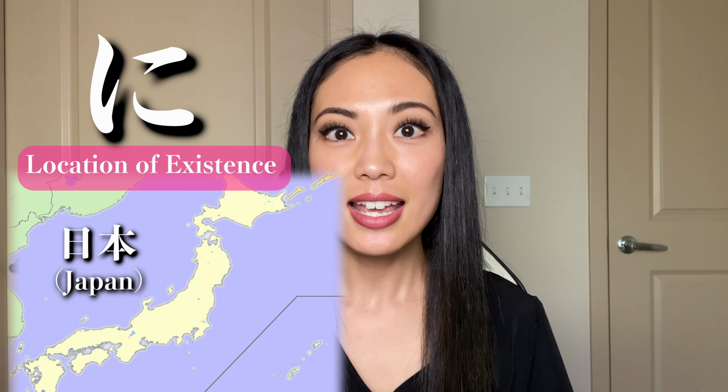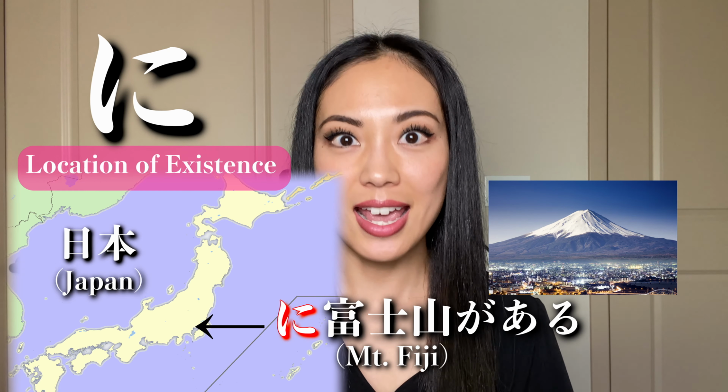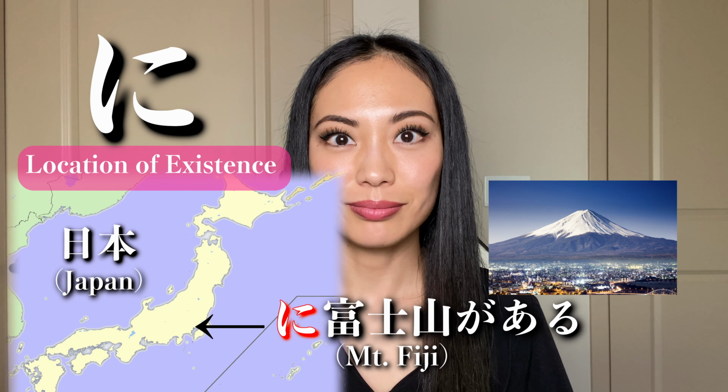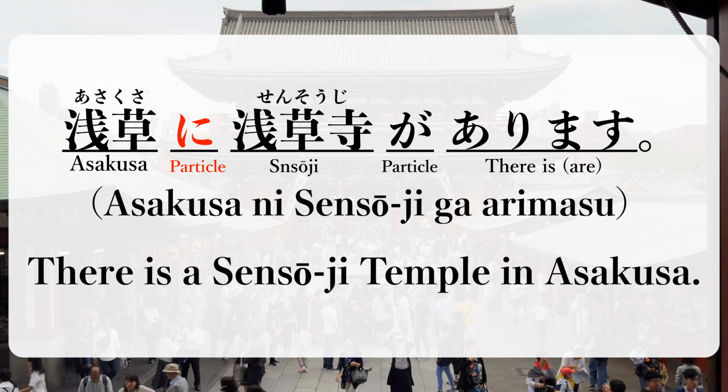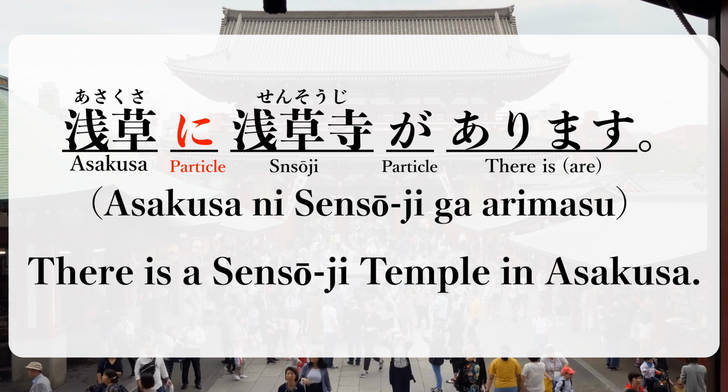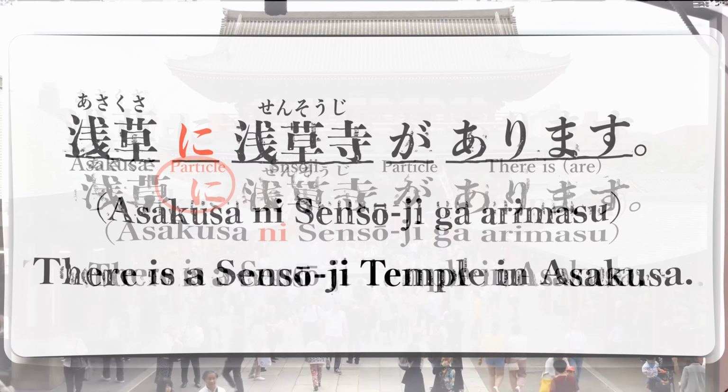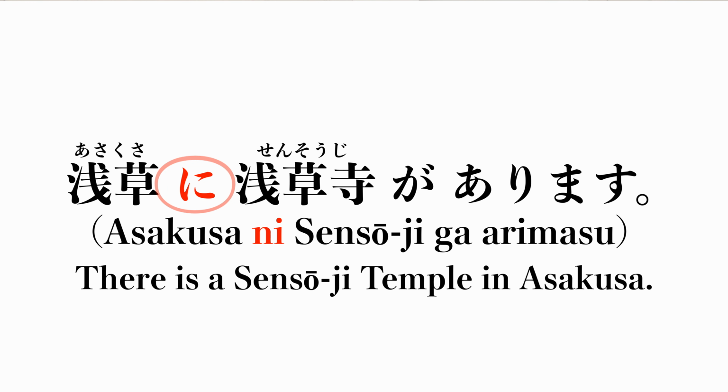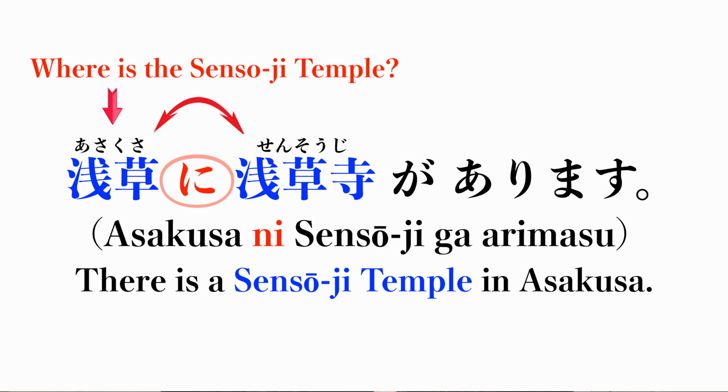Indicating location of existence with ni. When ni indicates the location of existence, it shows where something is. For example, 浅草に浅草寺があります。Ni is used to specify the location where something exists. Please look at the words that come before ni. Ni indicates the location 浅草. Specify the location of 浅草寺, Sensoji Temple.